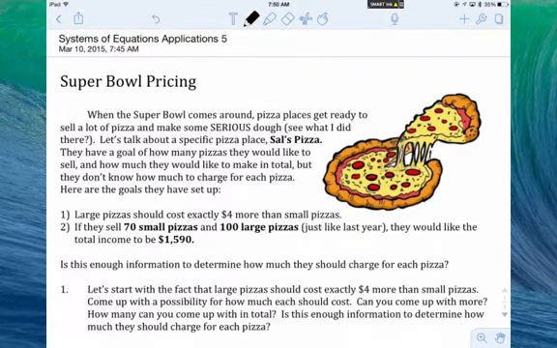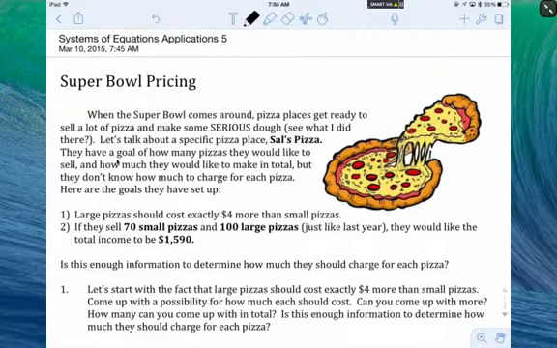Hey guys, and welcome to another video all about how to use systems of equations to help model real-world situations. So in this example, we're talking about the Super Bowl, we're talking about pizza. So when the Super Bowl comes around, pizza places get ready to sell a lot of pizza and make some serious dough. Yes, great pun, I know, thank you.